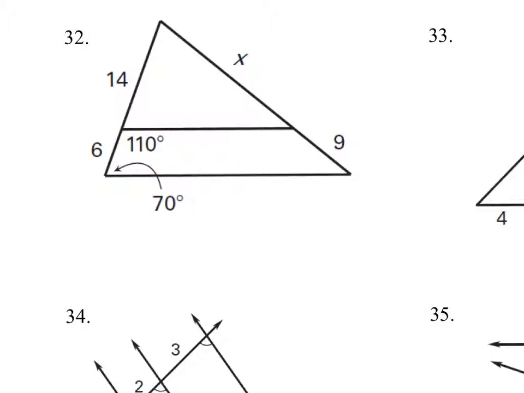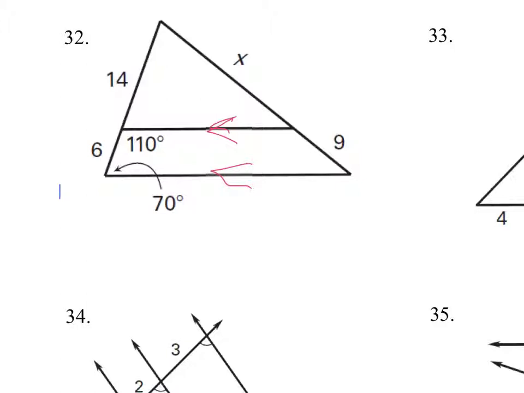Alright, so are these parallel? Well, they tell us that this angle is 70 and this angle is 110, so together they're 180. That's an example of consecutive interior angles, and consecutive interior angles add up to 180. So, long story short, yes, these lines are parallel, and these four values, 6, 14, x, and 9, can form a proportion. And you can set up that proportion in a number of different ways.